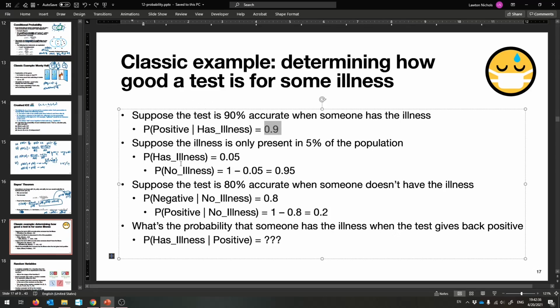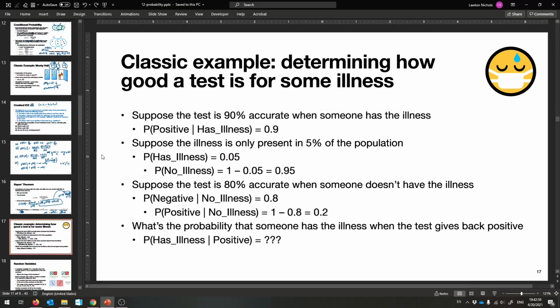Okay, and then the illness is a rare one, so it's not like the coronavirus. It only happens in 5% of the population. So we say that the ground truth, the probability that somebody ever has the illness at all, is 5%. And that means the probability that you don't have the illness is 95%. See where I'm going with this?